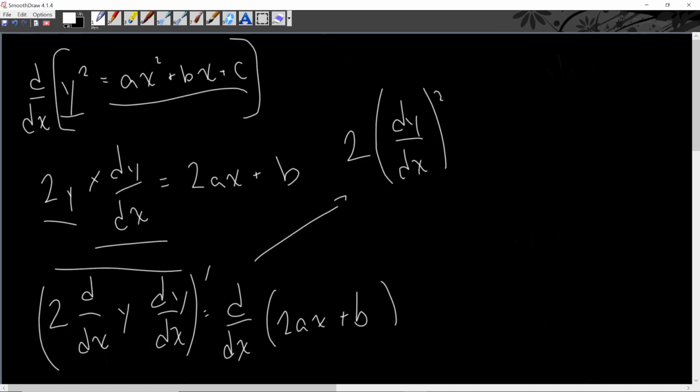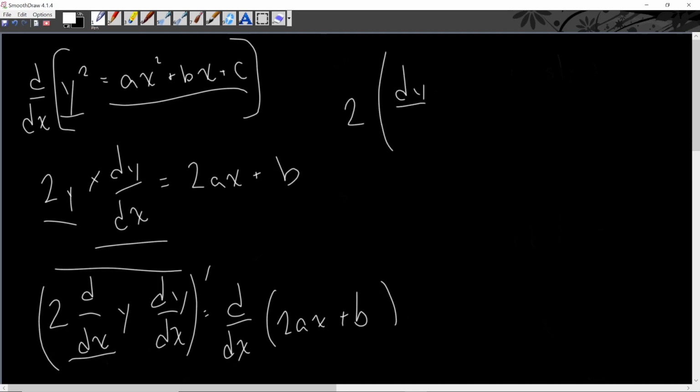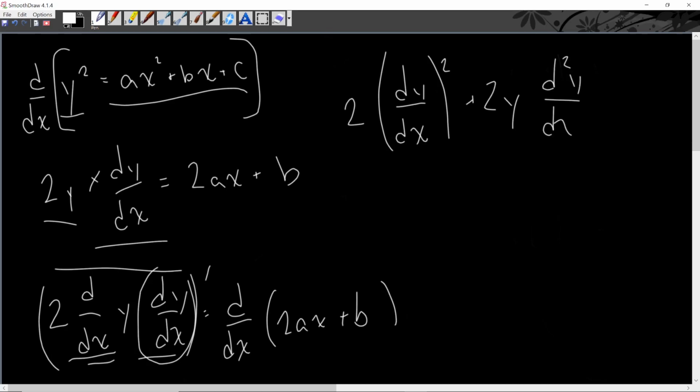Oh, wait. No, okay. Yeah, I got it, actually. So this is product rule. Derivative of the first times the second plus first times derivative of the second. So they're doing derivative of dx, or 2 d dx. So this is going to be 2 dy dx squared. Again, this is going to be d dx of dy dx. When you multiply derivative of this times that, plus 2y times derivative of that. So d squared y over dx squared is equal to 2a.